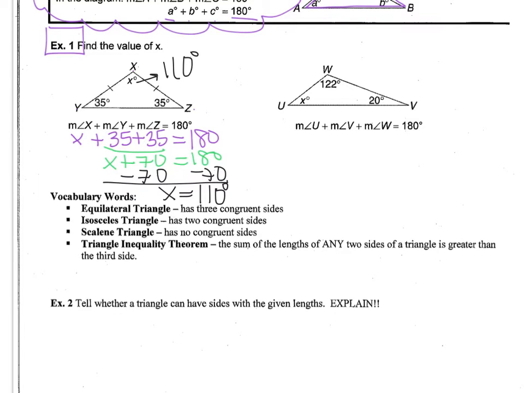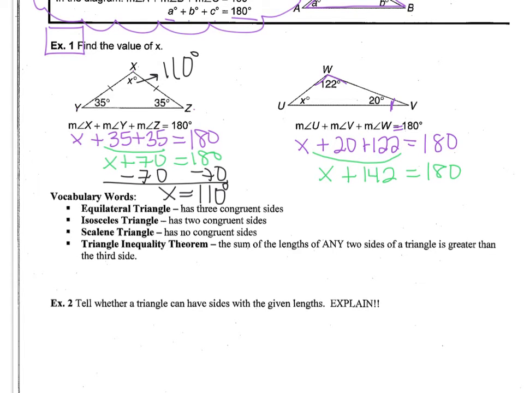Alright, the triangle off to the right. Again, I have three angles that equal the 180 degrees. So X is the measurement of angle U, plus the measurement of angle V right here is 20, plus the measurement of angle W, that obtuse angle at the top, is 122. All three of those angles equal 180. Again, I've made an equation. Clean up the left by combining my like terms. X plus 142 equals 180.